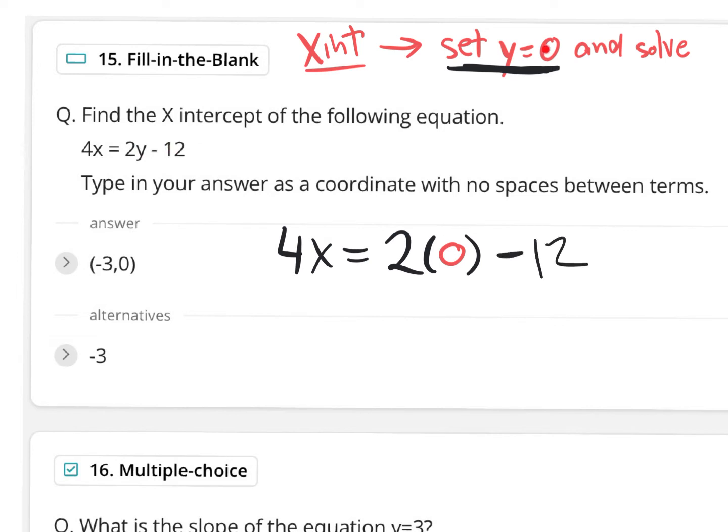And what do I do after setting y equal to 0? After putting that 0 in for y, what do I need to now do? I need to now solve. So let's solve this. There's only one letter. Let's get that letter by itself, but let's simplify first. 2 times 0 is nothing, it's 0.